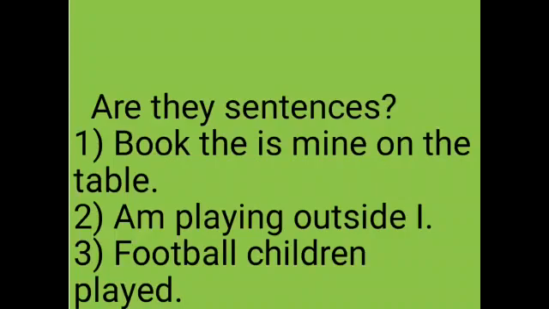First one, book the is mine on the table. Next one, I'm playing outside I. Next one, football children played. Yes, my dear students, what do you think? Are they sentences? No, these are not the examples of sentences. These are some group of words but they do not have any meaningful sense. So we cannot say these are sentences.